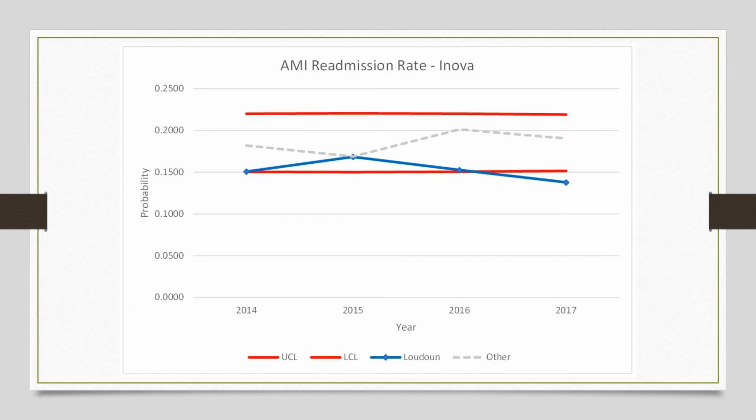The second measure I selected for my case study was readmission rate. Specifically, I chose AMI readmission rate. For the given time frame, we can see that Loudoun Inova Hospital and the other Inova hospitals had pretty similar readmission rates. They weren't significantly different from each other, as both lines are within the control limits. However, in 2017, we can see that Loudoun Inova Hospital had a significantly lower readmission rate as compared to the other Inova hospitals.